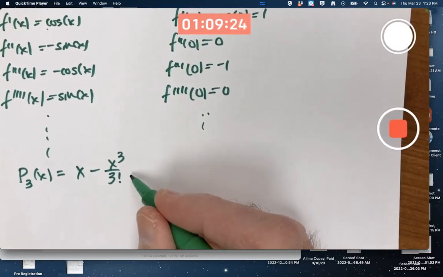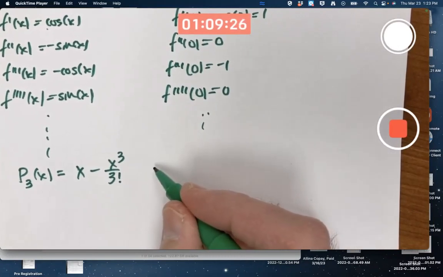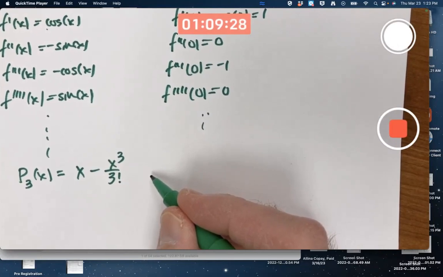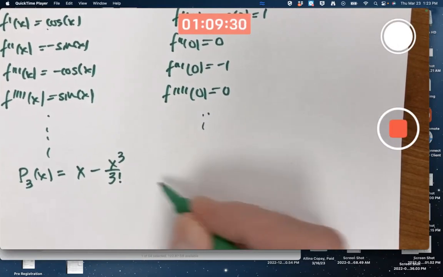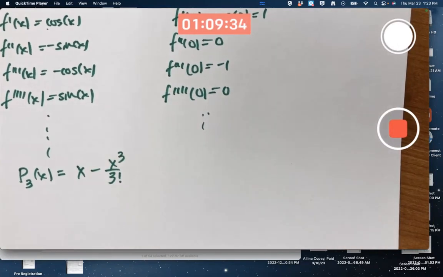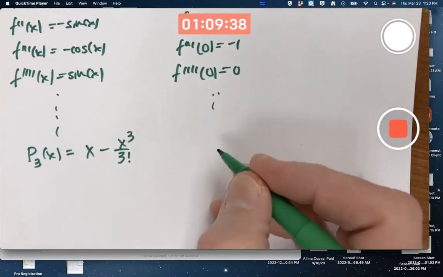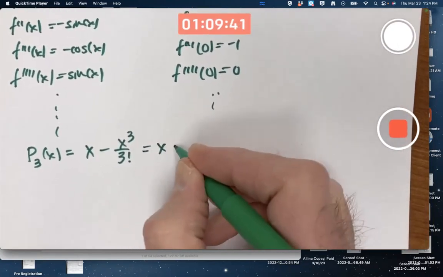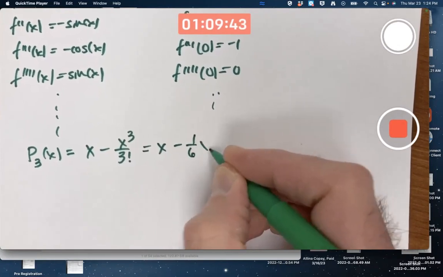By the way, since the next term would be x to the fifth over 5 factorial, P4 of x would actually be the same as P3 of x, which could lead to a little confusion with applying Taylor's theorem, but let's not worry about that for the moment. That's P3, which we can simplify to x minus 1/6 x cubed.